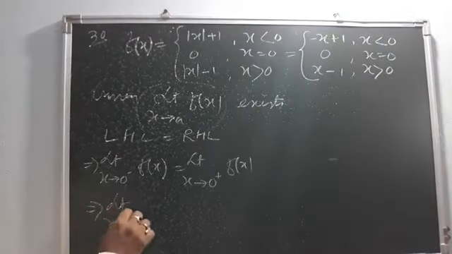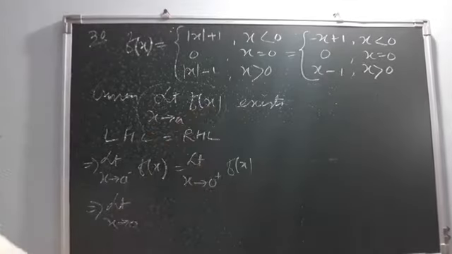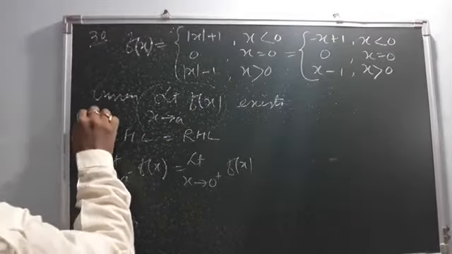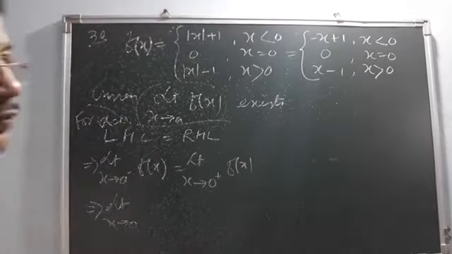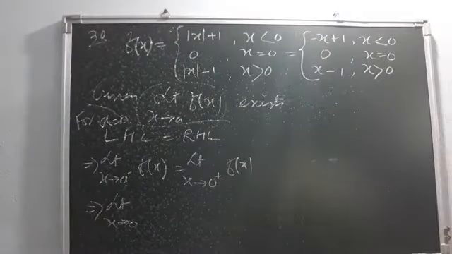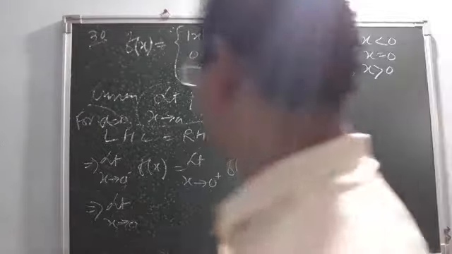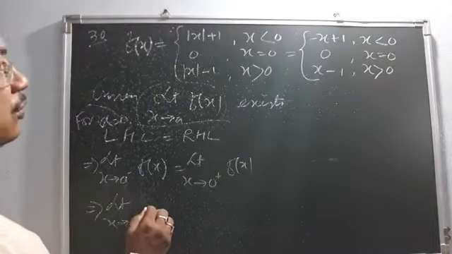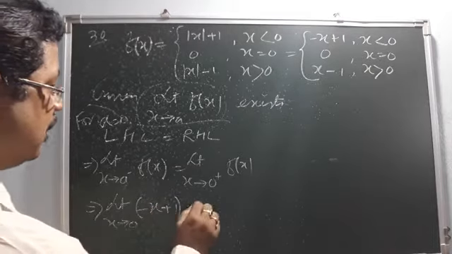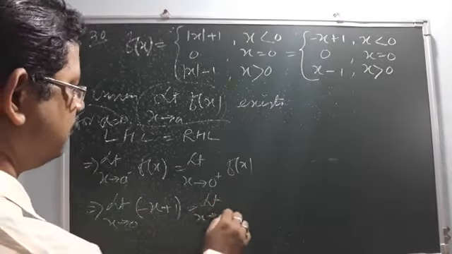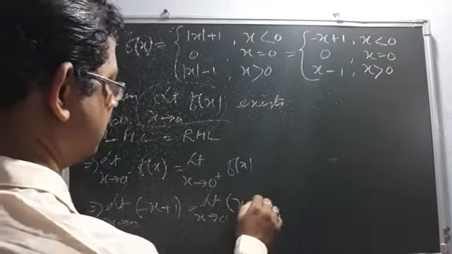So limit x tends to a minus. I have taken this exists for x equal to 0. I again want to say that if we take a is 0, x tends to a. Why have I taken this as 0? You will get the reason. So if it is less than 0, then it is minus x plus 1, and x tends to 0. If it is a little bit greater than 0, it is x minus 1.